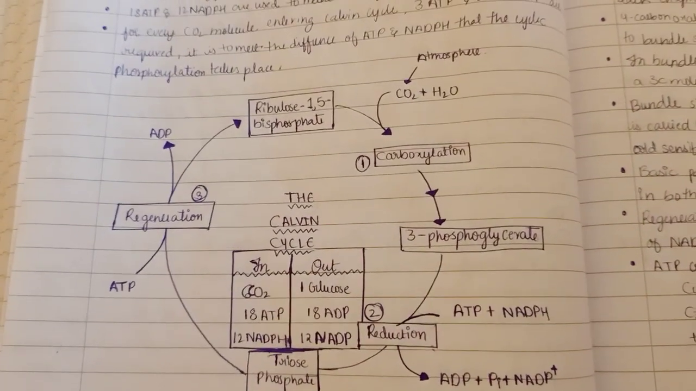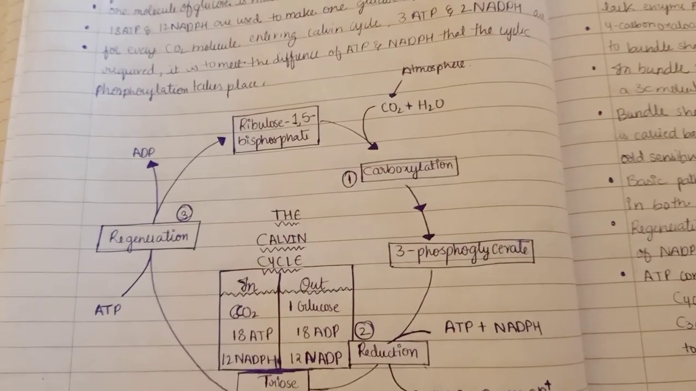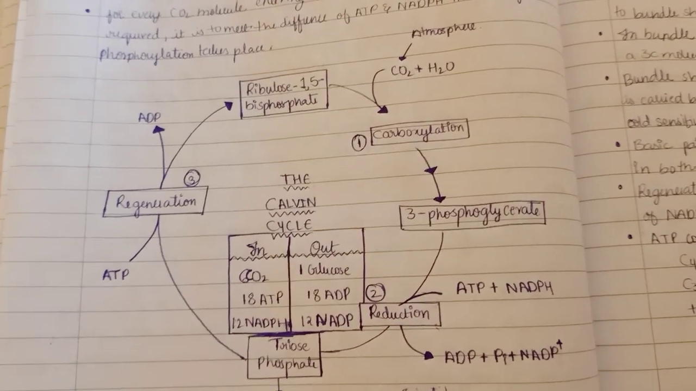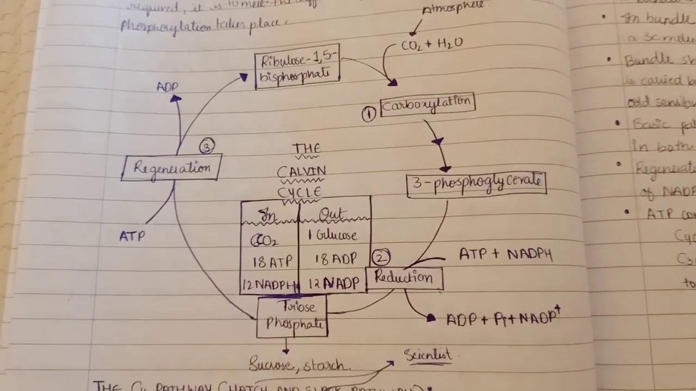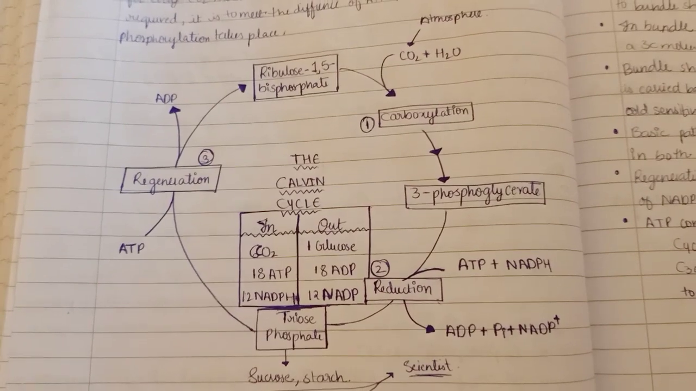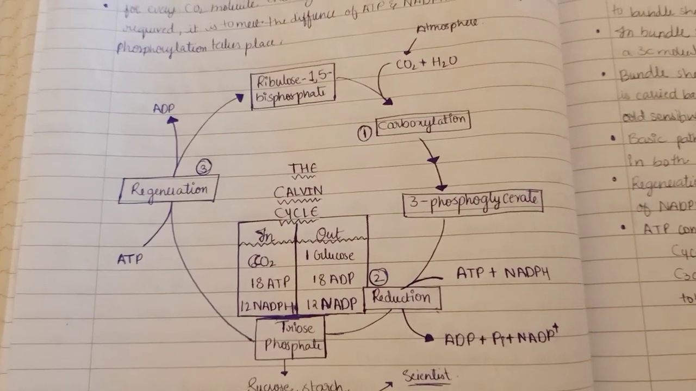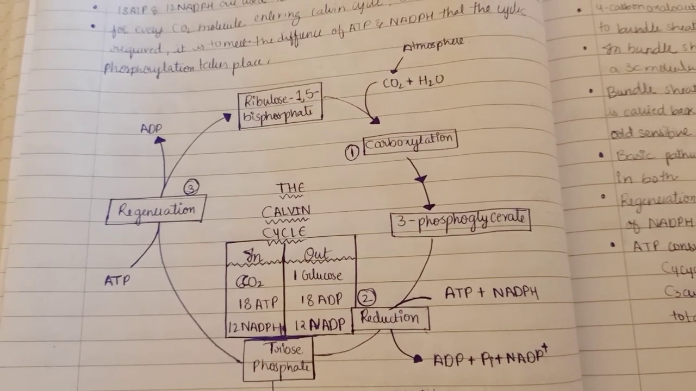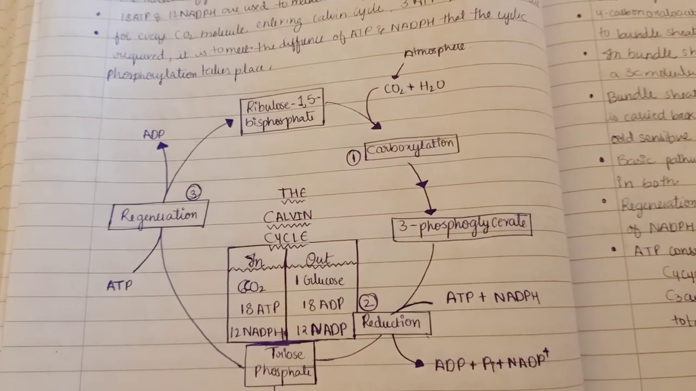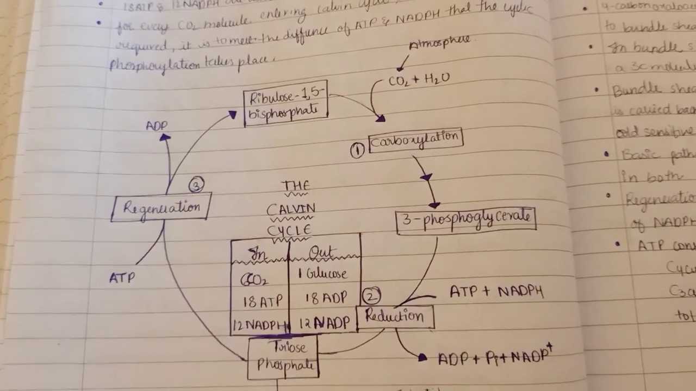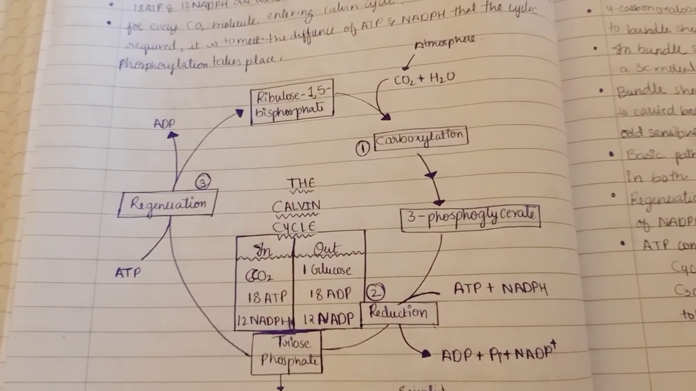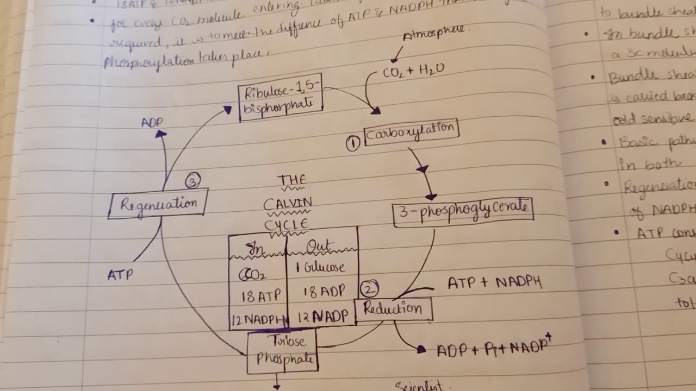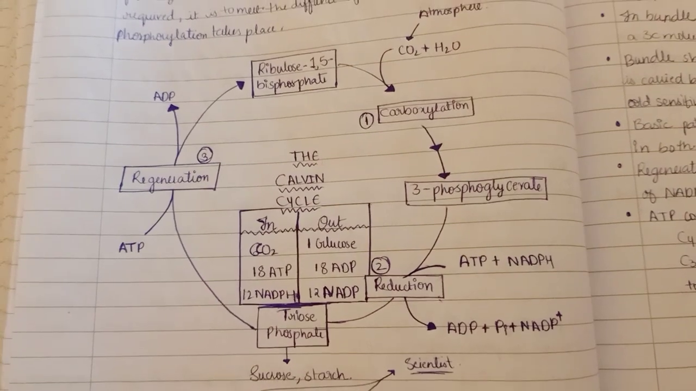First is carboxylation. Here it forms 3-phosphoglyceric acid. Then reduction occurs. It forms triose phosphate, which makes starch or sucrose. And here regeneration occurs, ATP into ADP. Then ribulose 1,5 bisphosphate is formed. And here CO2 from the atmosphere is added with H2O water. And in reduction also you can see ATP plus NADPH is converted into ADP plus Pi plus NADP plus.